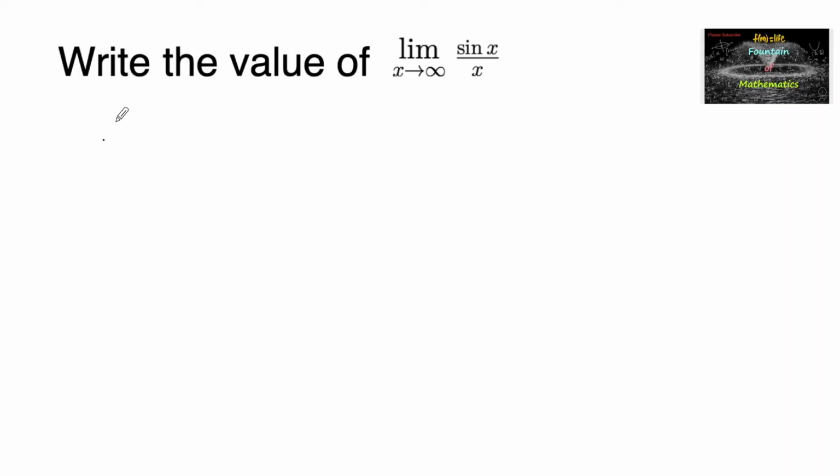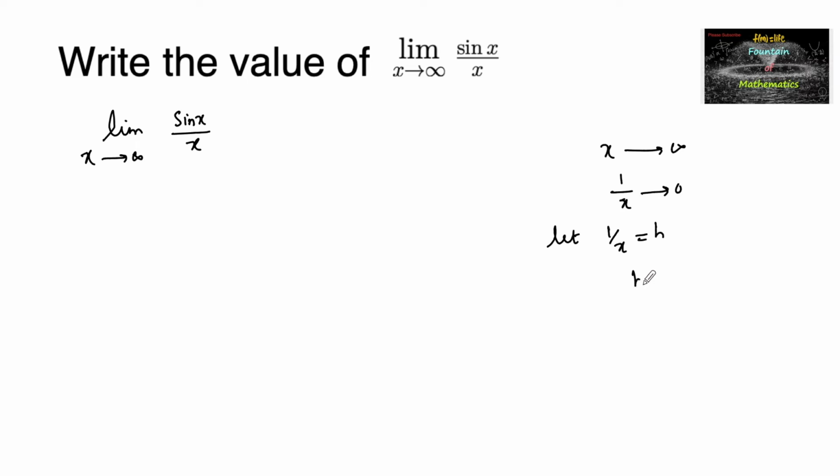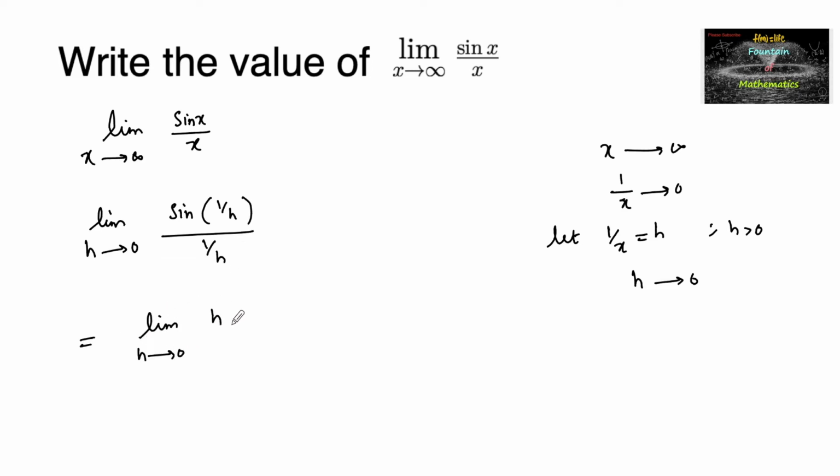Write the value of limit x tends to infinity sin x upon x. As x tends to infinity, 1 upon x tends to 0. So let us consider 1 upon x is equal to h. So h tends to 0 where h is positive here. So we can write the limit as x tends to infinity, h tends to 0, sin x is equal to sin of 1 upon h divided by 1 upon h. So we can also write this as limit h tends to 0 h times sin of 1 upon h.